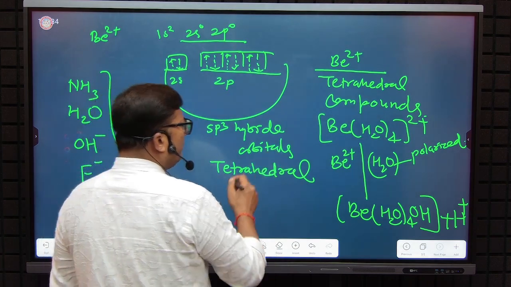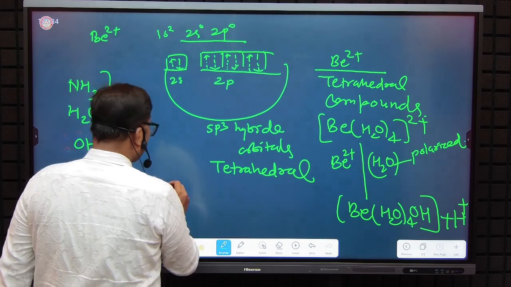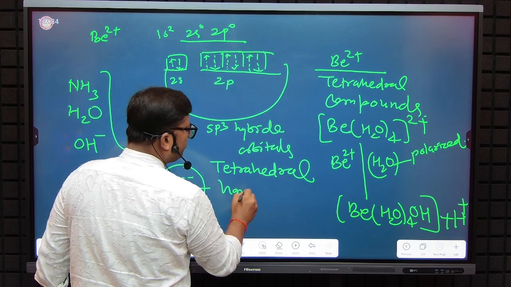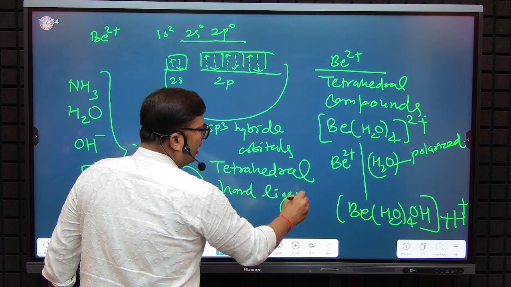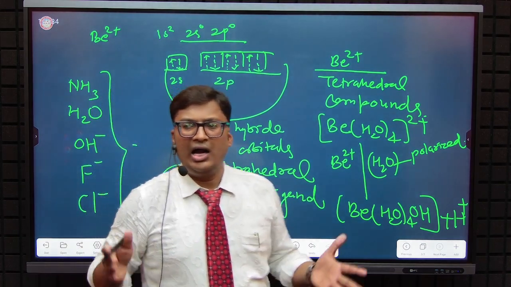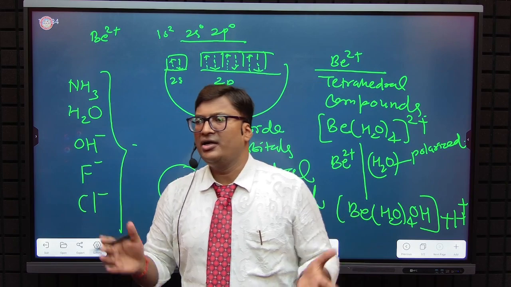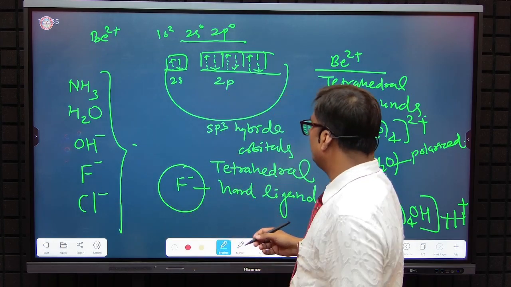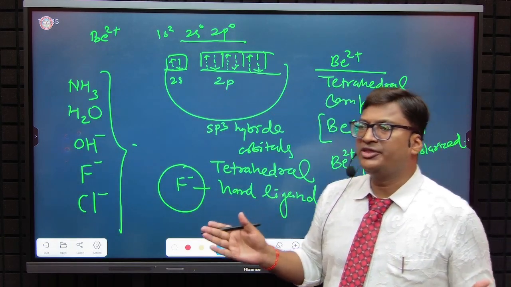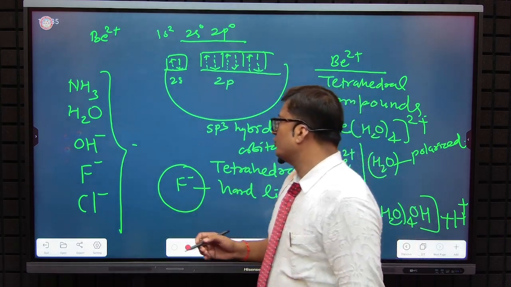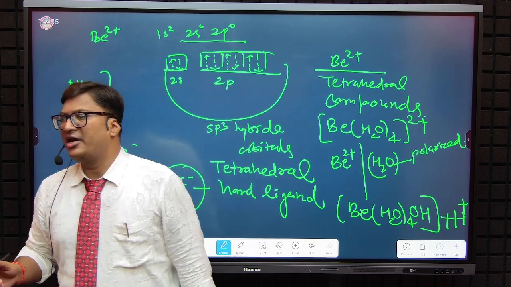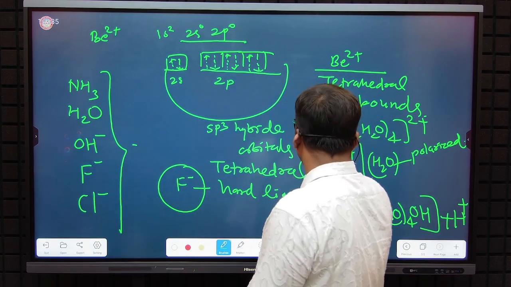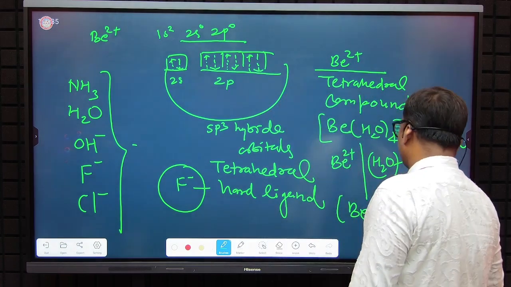It also forms complexes with fluoride ion, which is actually a hard ligand. And as you know, all of the alkaline earth metal cations are actually hard metals, so they prefer to form complexes with hard ligands. All the halide ions are hard ligands, and they can form complexes with these particular metal cations, right?